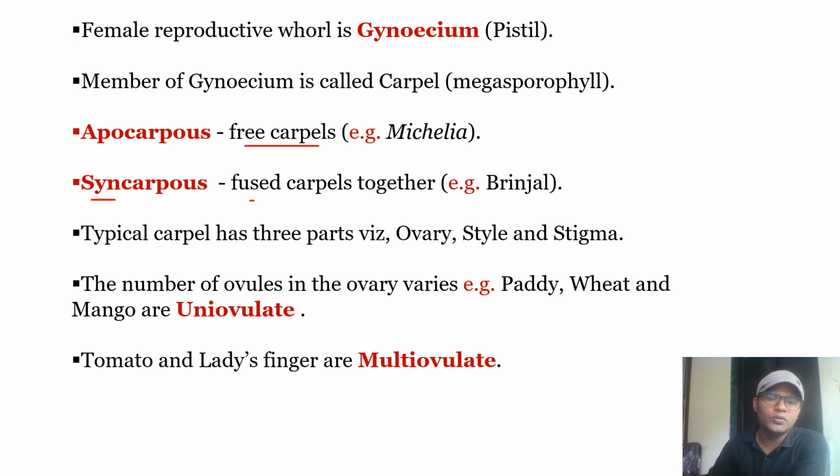So already I have told you, carpel consists of three parts: ovary, style, and stigma. The number of ovules in the ovary depends on species to species. It varies from species to species. In paddy, wheat, and mango, it is uniovulate. Ovules are not more but single, that is said to be the uniovulate. And if the ovules are more, then it is said to be the multiovulate, which are present like in tomato and in lady's finger.